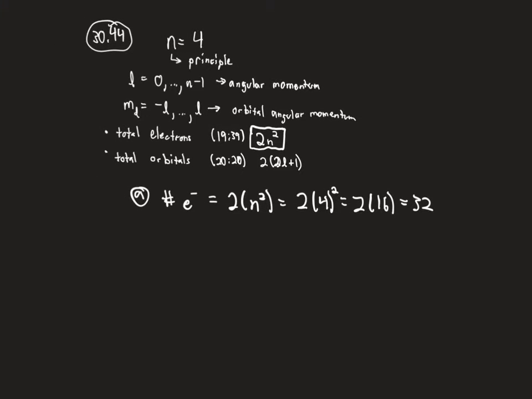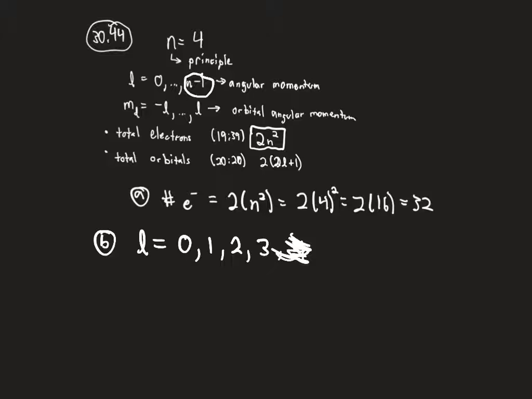Then part B asks us what are the subshells and how many electrons can be in each. So subshells are the l's that I can have. And I can have l's anywhere from 0 all the way up to n minus 1. So if n is equal to 4, I can have 0, 1, 2, 3. If I write down 4, I can't have that because I can only go up to n minus 1. So get rid of that 4, and these are my subshells: l equals 0, 1, 2, and 3.